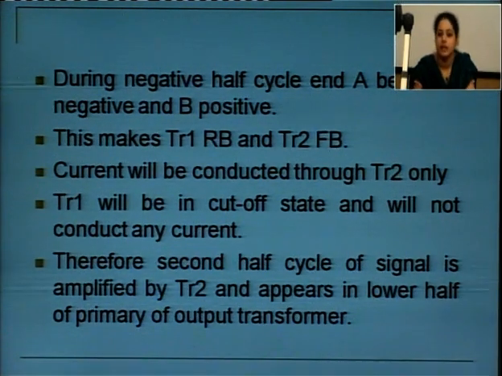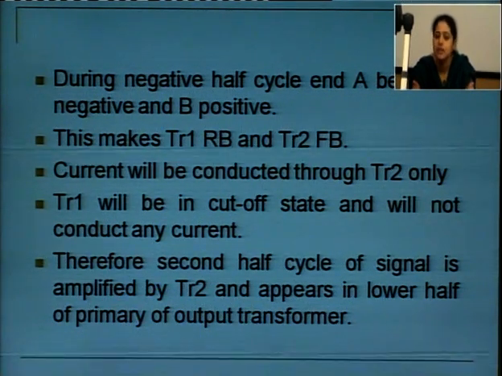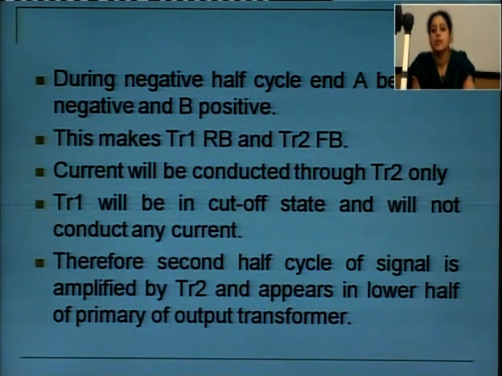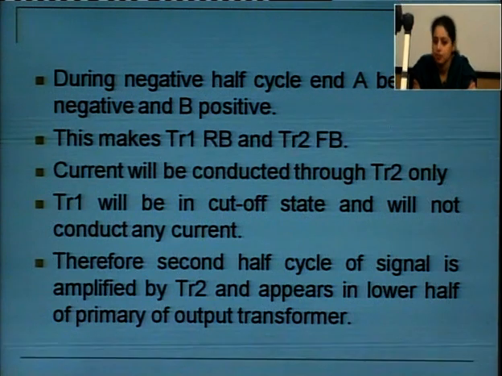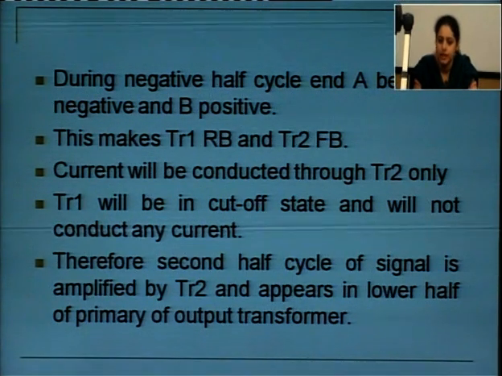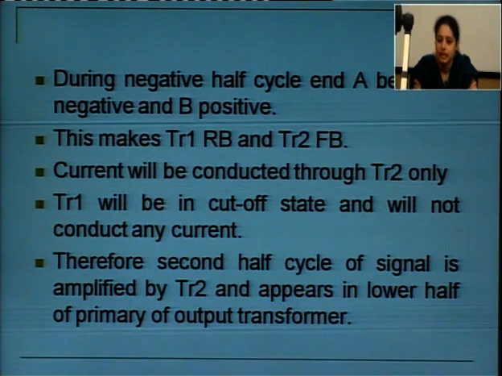During the negative half cycle, your operating conditions are changed. Now A becomes negative and B positive. This makes transistor 1 reverse biased, that is, now transistor 1 is in the pulling state, and transistor 2 is forward biased, that is, it is in the pushing state. Current will be conducted through transistor T2 only. Transistor 1 will be in the cut-off state and will not conduct any current.